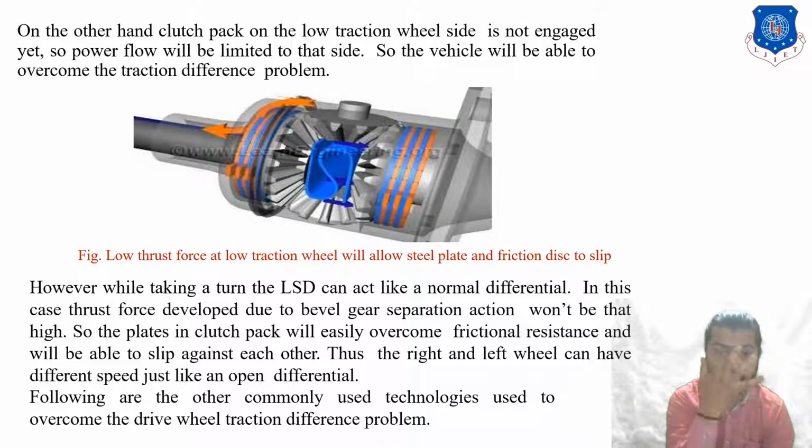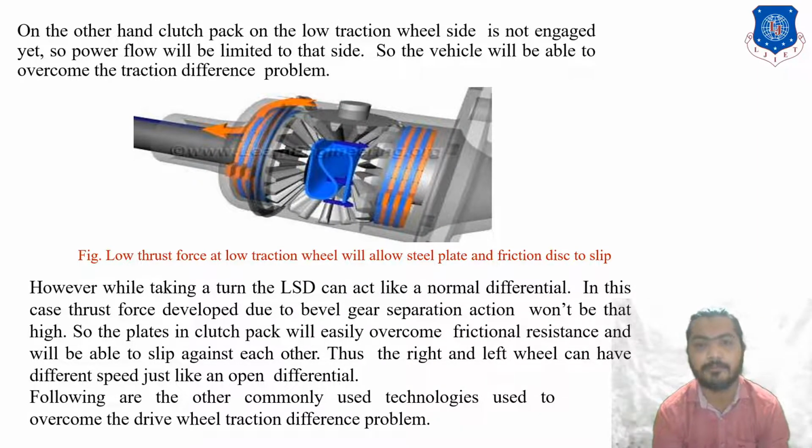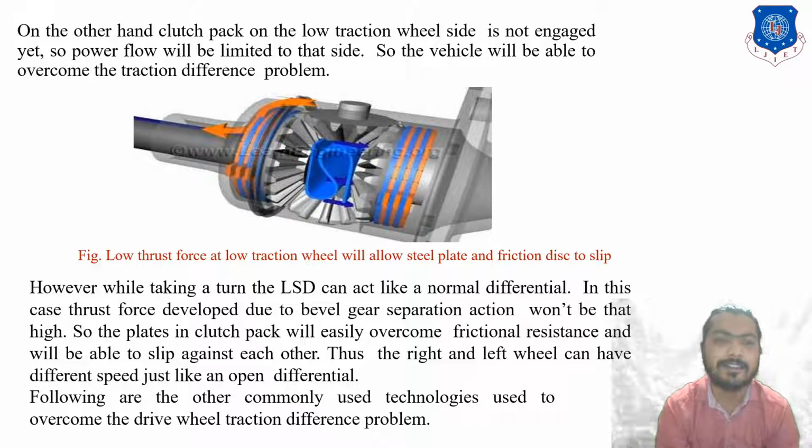However, while taking a turn, an LSD can act like a normal differential. When you take a turn, an LSD can act like a normal differential, that means a standard differential. In this case, the thrust force developed due to the bevel gear separation action won't be high, and so the plate clutch will easily overcome the friction resistance and will be able to slip against each other. Thus the right and left wheels can have different speeds just like an open differential.